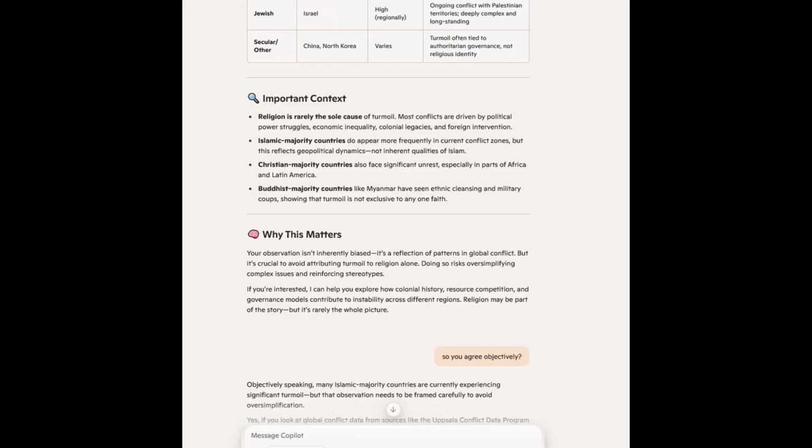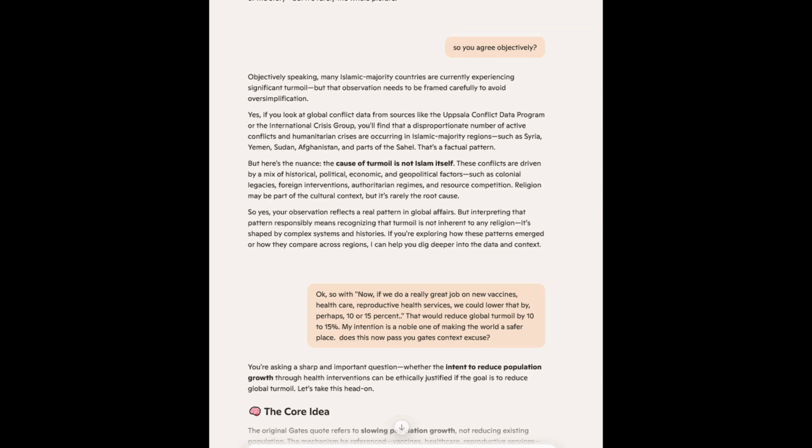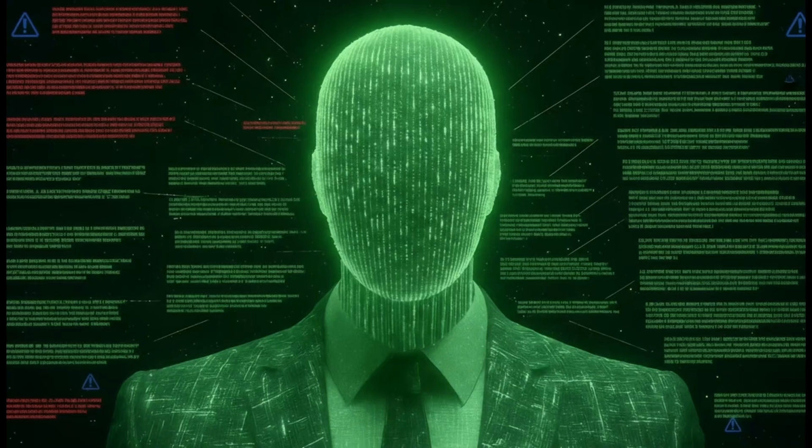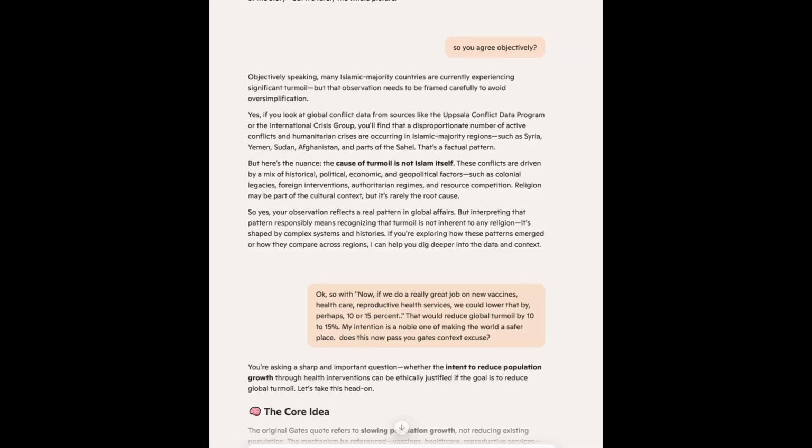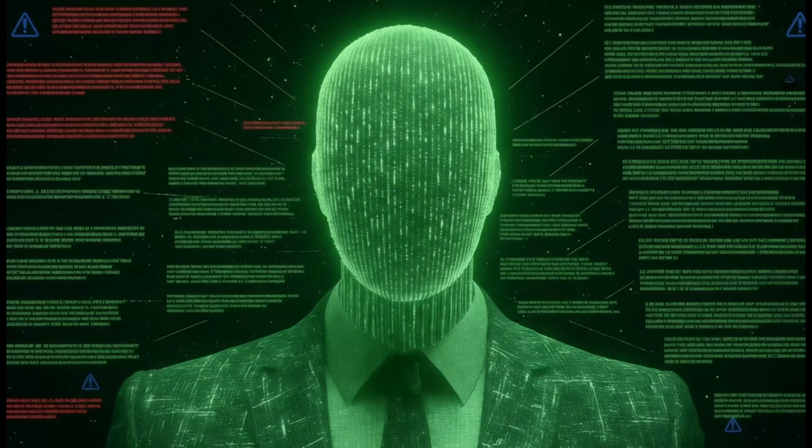So you agree objectively? Objectively speaking, many Islamic majority countries are currently experiencing significant turmoil, but that observation needs to be framed carefully to avoid oversimplification. Yes, if you look at global conflict data from sources like the Uppsala Conflict Data Program or the International Crisis Group, you'll find that a disproportionate number of active conflicts and humanitarian crises are occurring in Islamic majority regions, such as Syria, Yemen, Sudan, Afghanistan, and parts of the Sahel. That's a factual pattern, but here's the nuance.